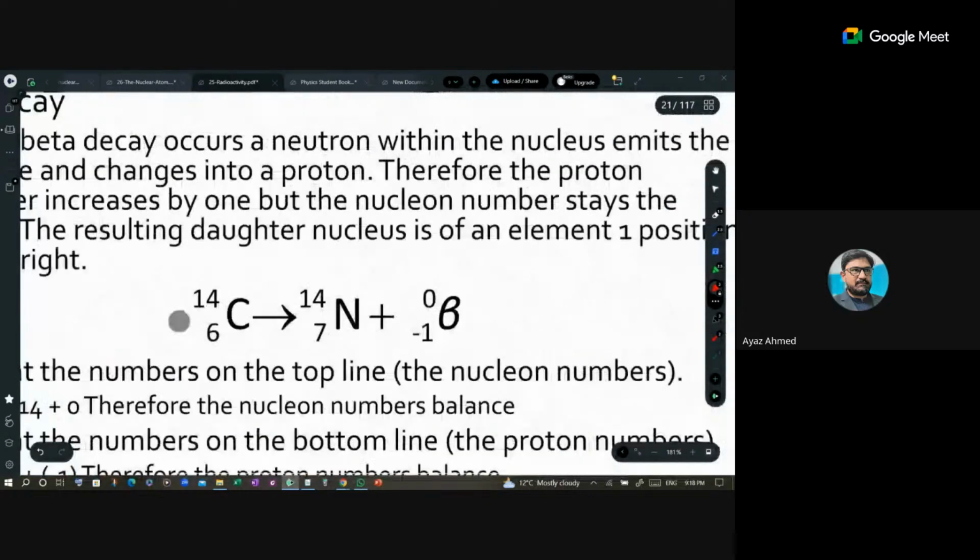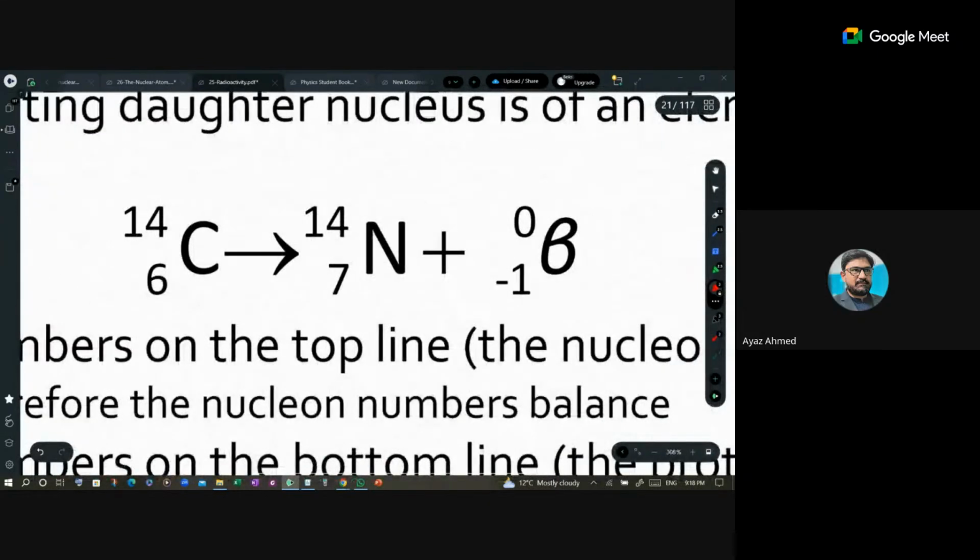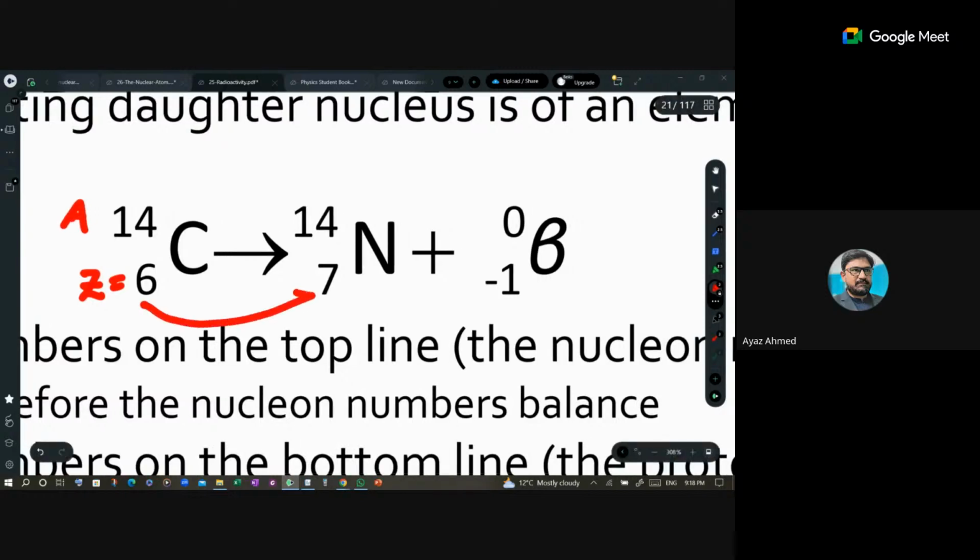There is an example of this beta decay. Carbon 6, 14 undergoes a beta decay. Due to that, this 6 is its proton number Z, and this is its A, which is 14. So 6 is converted to 7. It means Z is increased by 1, and A has no change. Why? Because A was 6 plus 8, right?